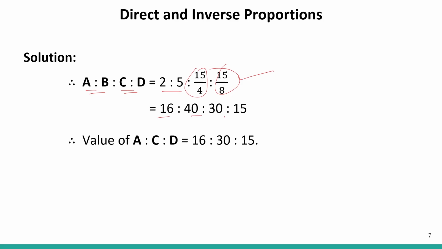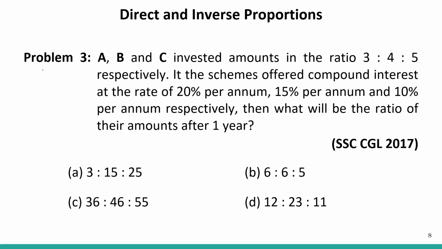So 16 is to 40 is to 30 is to 15. So the value of A is to C is to D is equal to 16 is to 30 is to 15. Okay, so the value of A is to C is to D will be 16 is to 30 is to 15. So let's see problem number 3.